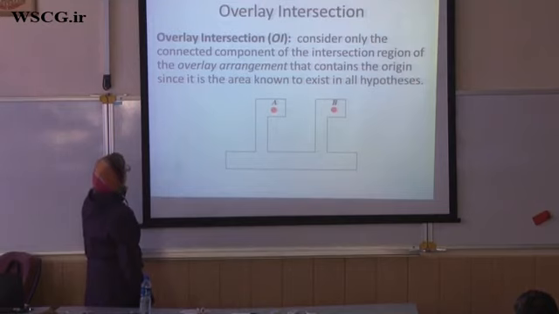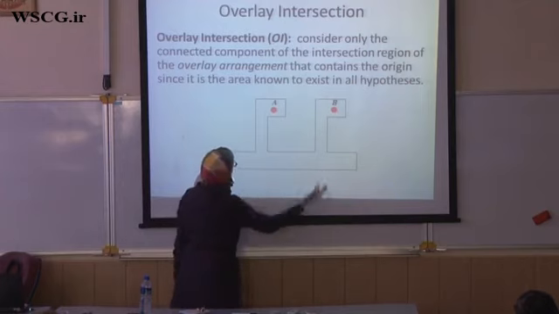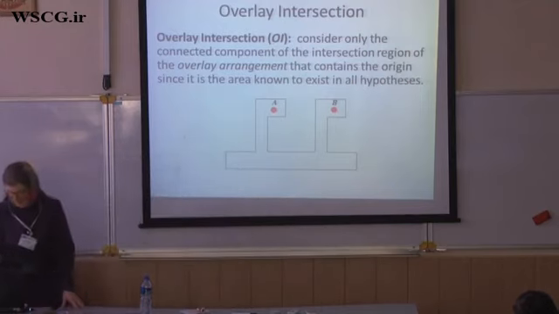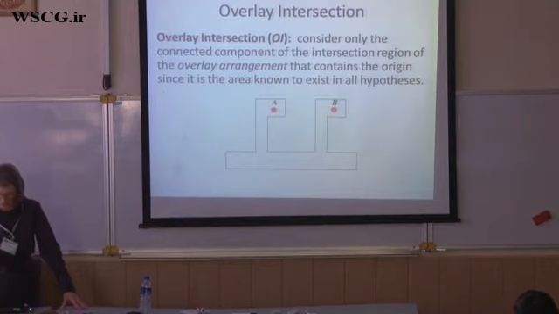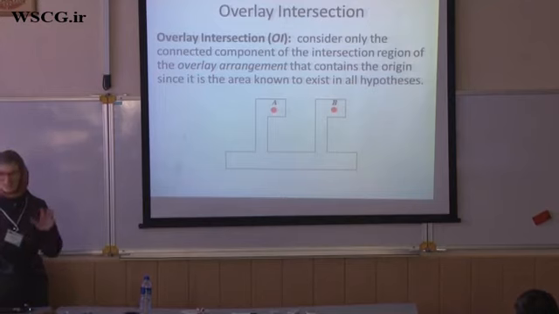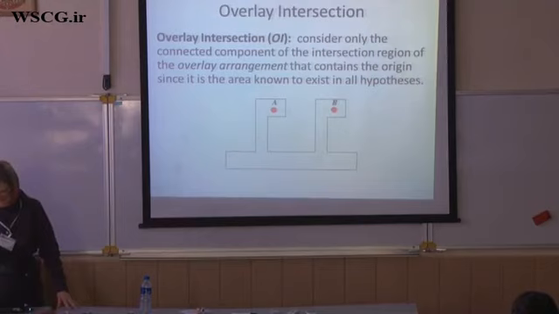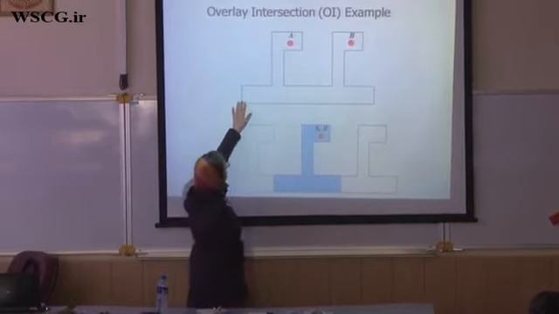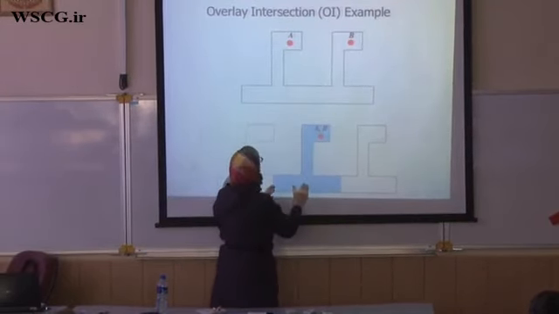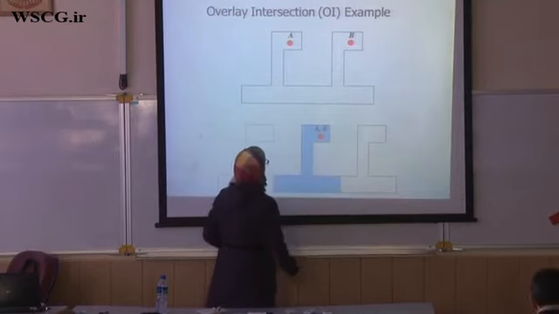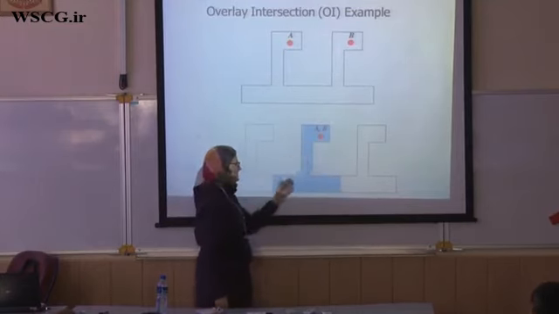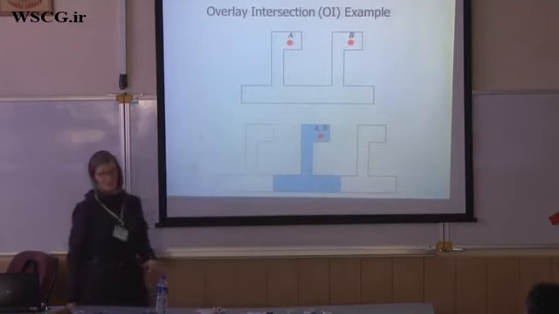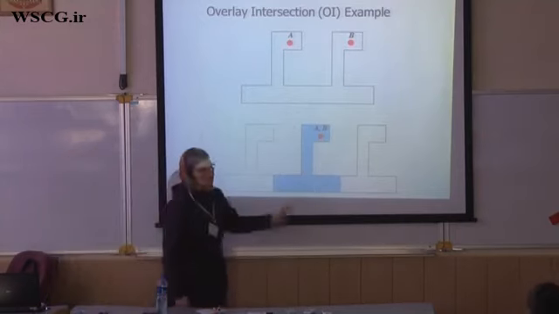It contains the origin, and it's an area that's known to exist no matter which hypothesis might be the correct one. By the way, these pictures look similar to one another, but you'll notice from slide to slide they change slightly. Sometimes we have four legs that stick up, and sometimes just two, and so forth. Here's the original shape, and now we've mapped B to A, there it is, and now we look at the region that A and B both agree lives in their situation. This is going to be safe to move around in.